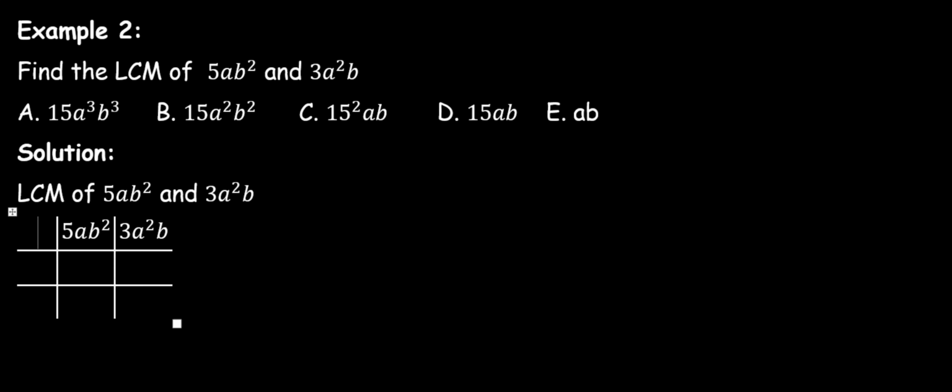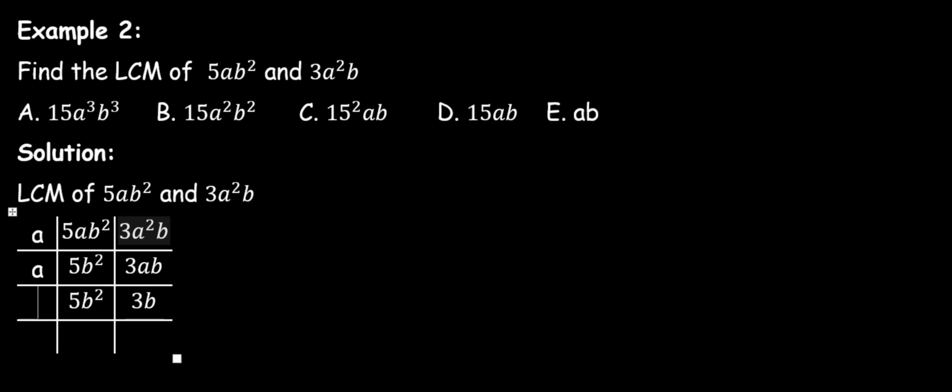Let's take the first letter there, a. a will divide 5ab², and what is left will be 5b². a divide 3a²b: the a² will reduce to a raised to power 1, so we just leave it as a. So we have our result as 3ab. a can still divide through. a divide 5b², nothing will happen there, so we just bring down the 5b². a divide 3ab, you will now be left with 3b.